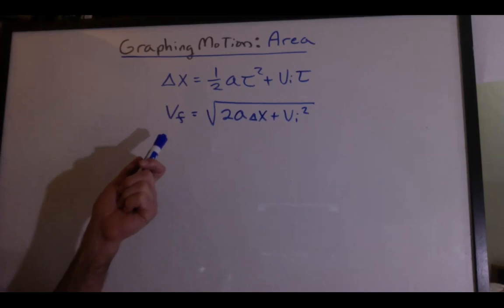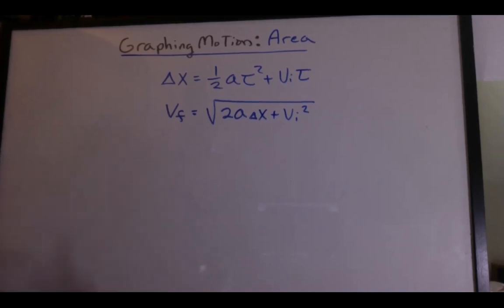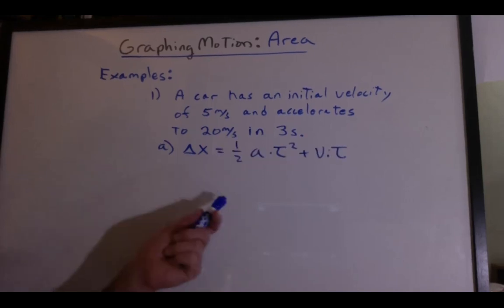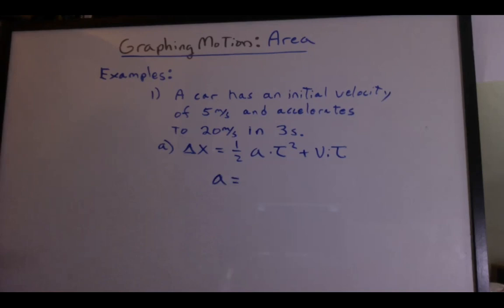So these are the two new big formulas that you're going to have to get used to using all the time. So let's try some examples. A car has an initial velocity of 5 meters per second and accelerates to 20 meters per second in 3 seconds. Find the displacement. Now you really ought to pause the video and try this. Well, we know that the displacement is 1/2 a t squared plus V_i t, but we don't know the acceleration, but we have a formula for it. Hey, we get 5 meters per second squared.